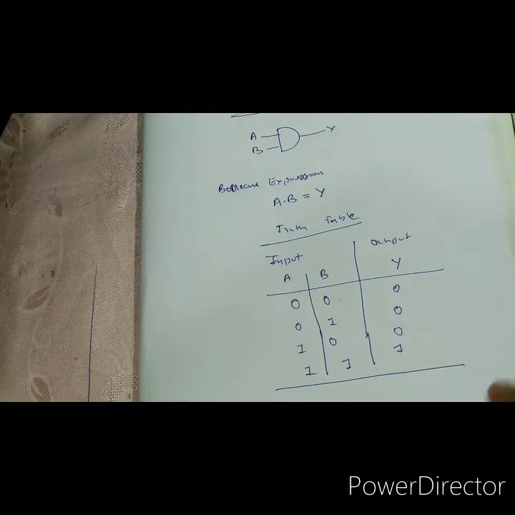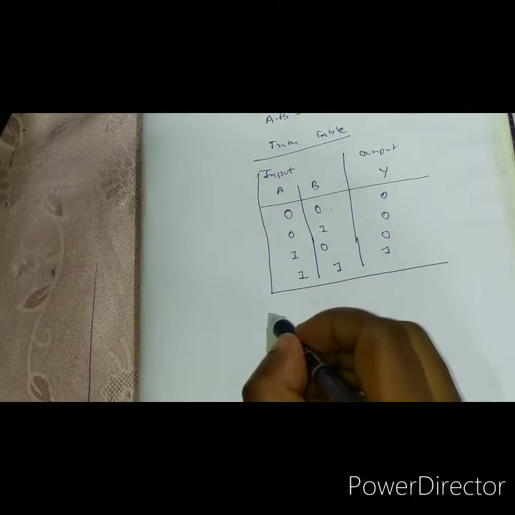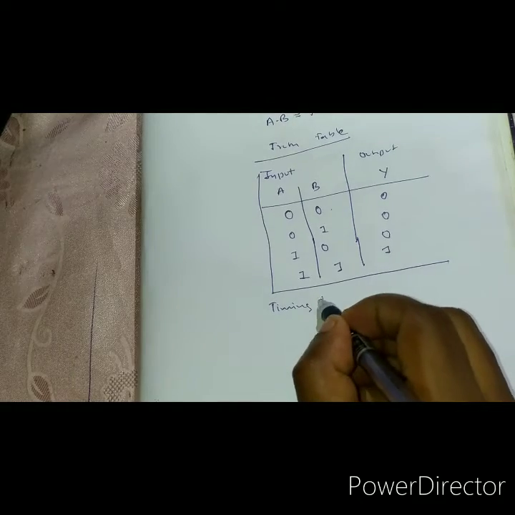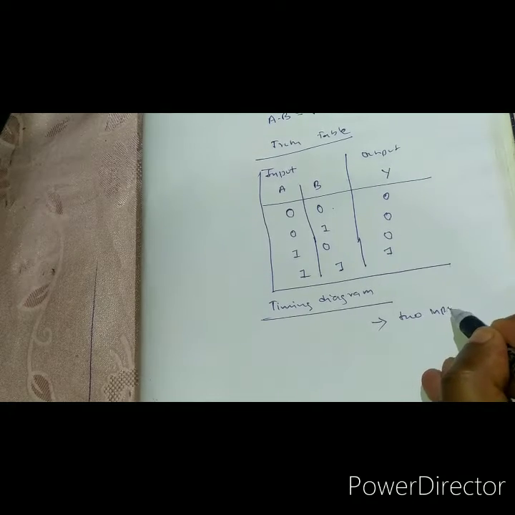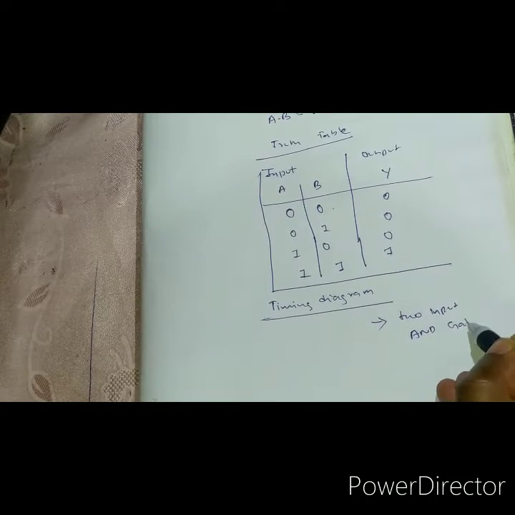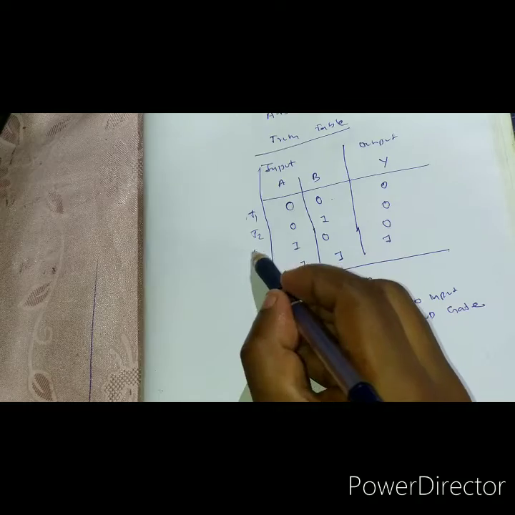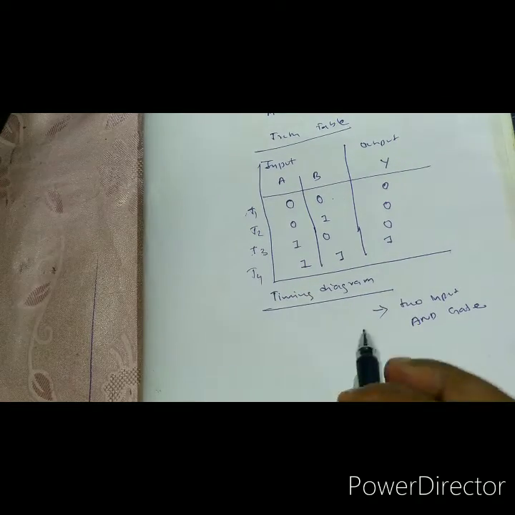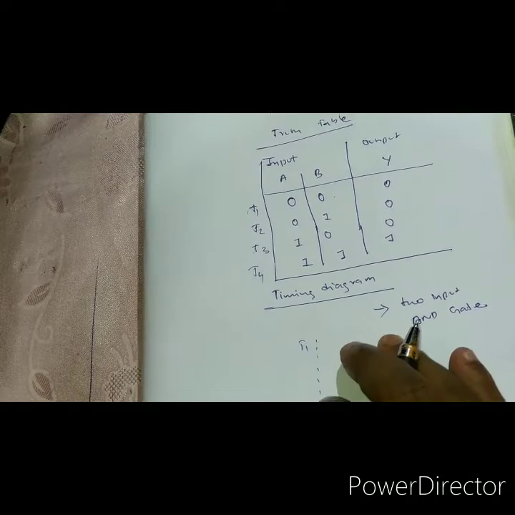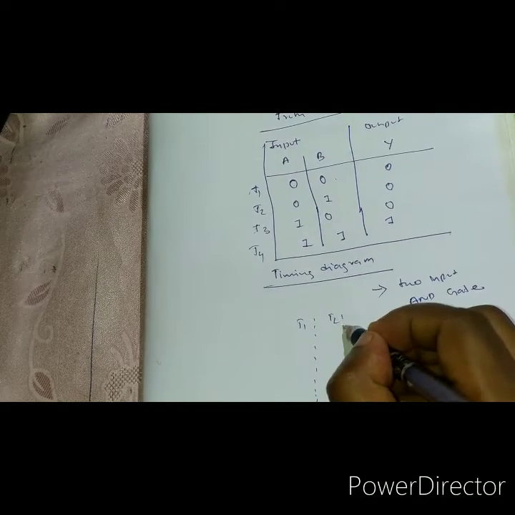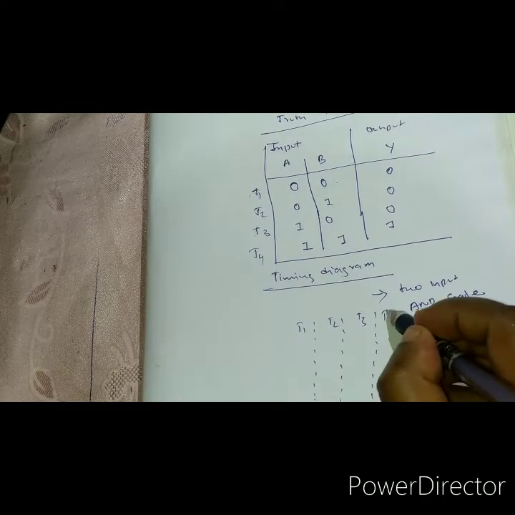And let us draw the timing diagram for this gate. So the timing diagram, it is for the 2 input AND gate. Let us consider this as T1, this as T2, this as T3, and this as T4.